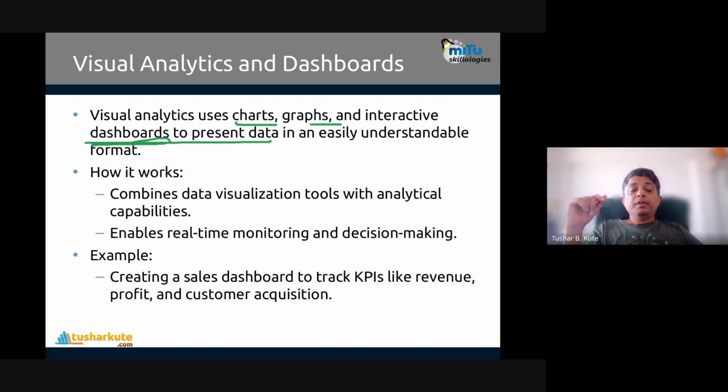It can even enable real-time monitoring and decision-making. Decision-making in the sense that our outcome is required. So this kind of trend is there, this kind of pattern is there. Then how can I use it to perform the prediction and make a decision? That can be found easily with the help of it. You can see where you can use it. You can create a sales dashboard to track KPIs like revenue, profit, and customer acquisition. All things can be combined together in visual analytics.